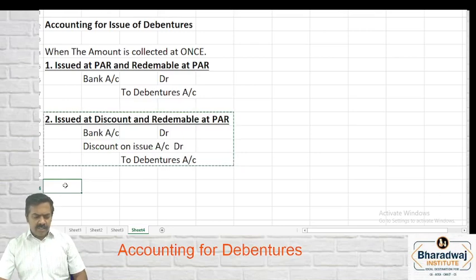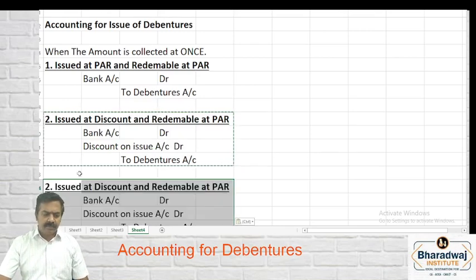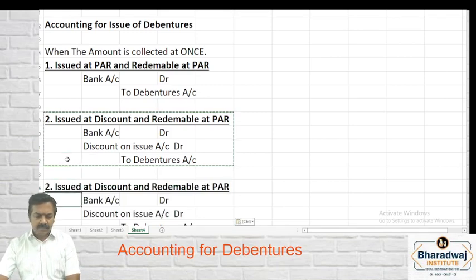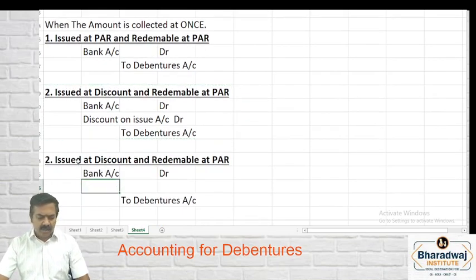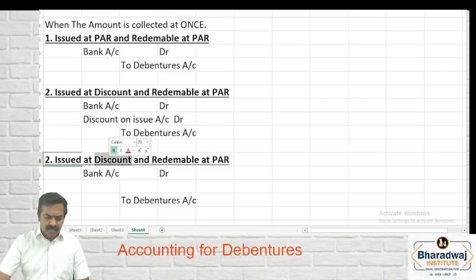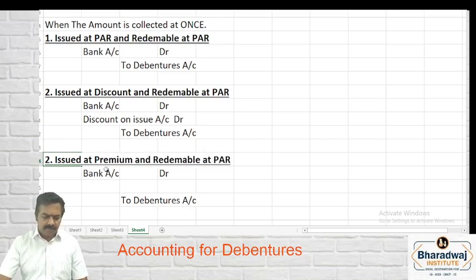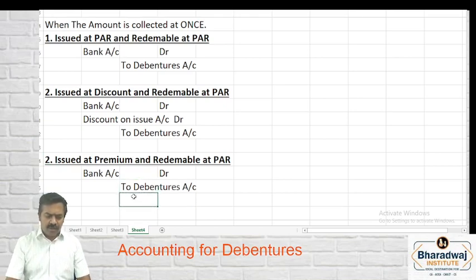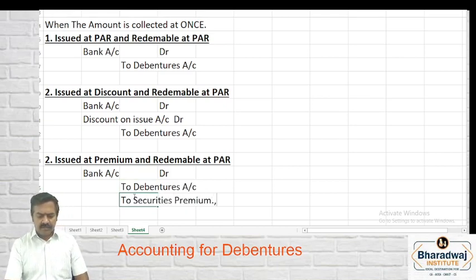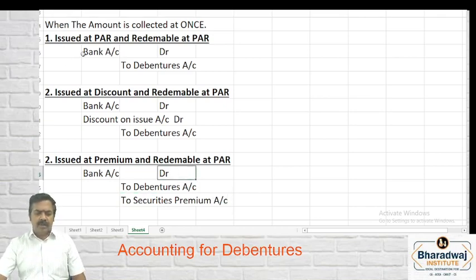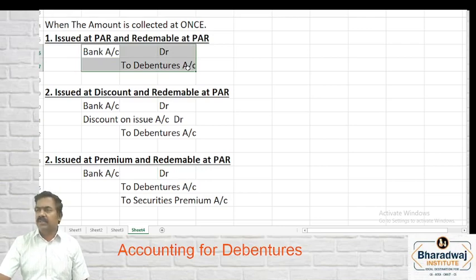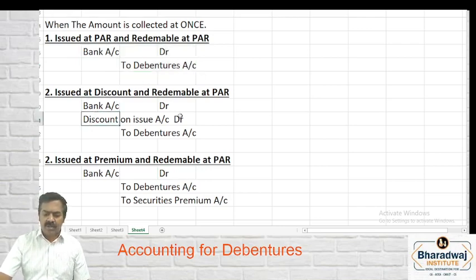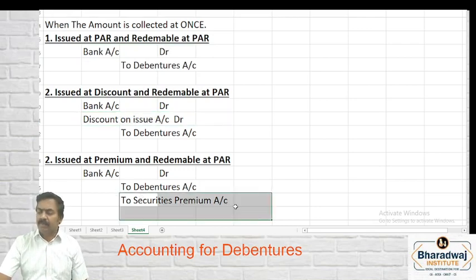Can debentures be issued at premium? Yes, they can be issued at premium also. What entry will you pass when you issue debentures at a premium? Bank account debit to debentures account and securities premium. Clear? So simple. When debentures are issued at par, the entry is bank account debit to debentures account. When issued at discount, debit the loss. When issued at premium, credit the premium.